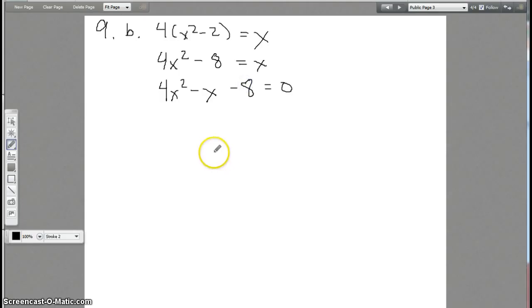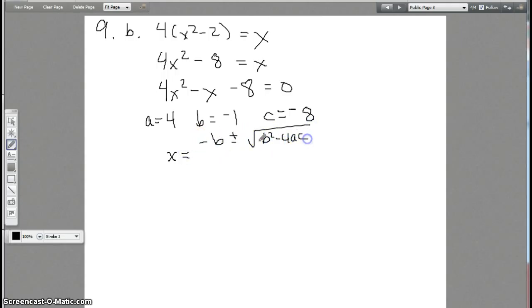Now we can write down our a, b, and c values. A is 4. B is negative 1. Remember, you have to grab that negative. C is negative 8. You have to grab that negative. You can't just leave it there. Now we use our quadratic formula. X equals negative b plus or minus the square root of b squared minus 4ac all over 2a. You will need to memorize this.